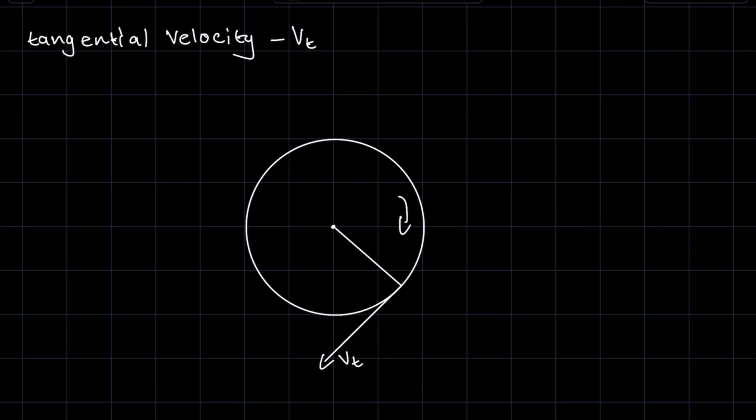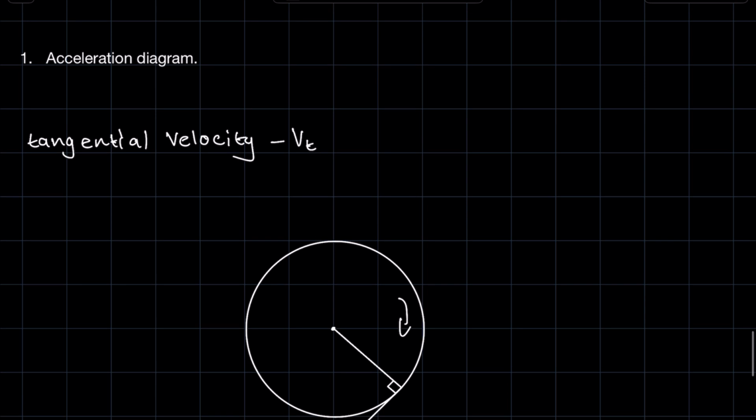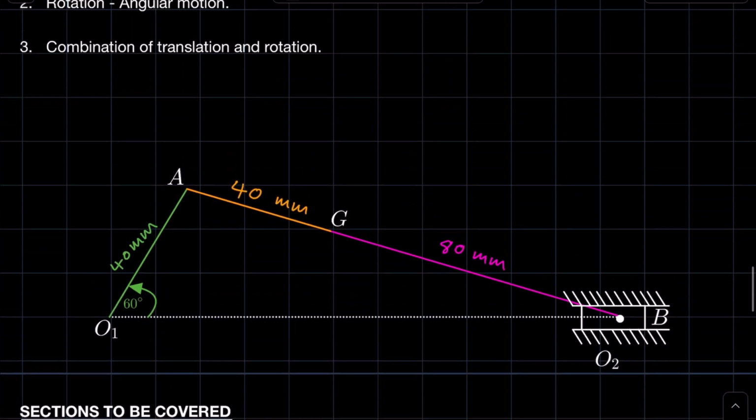Now if we look at the rotating body from the perspective of its radius, the tangential velocity would be perpendicular to the radius of the rotating body. Now, what does this tell us regarding the rotating links on a mechanism?